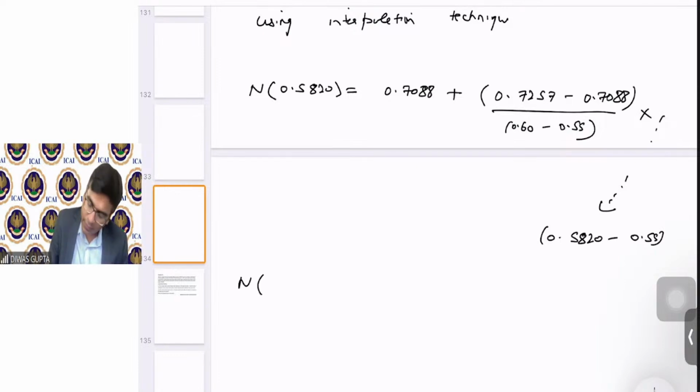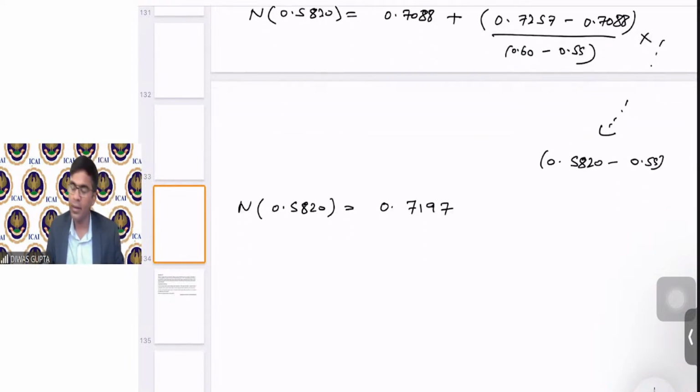So ND1, 0.5820, will be equal to 0.7197. Again, I can also show you the calculation from the normal distribution table for the other value so that it is clear.